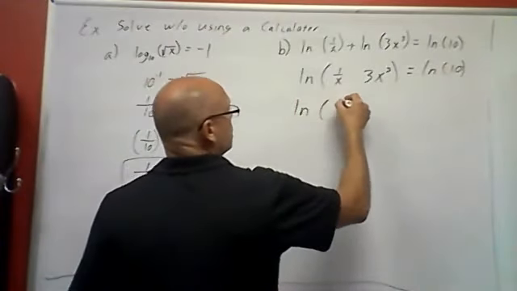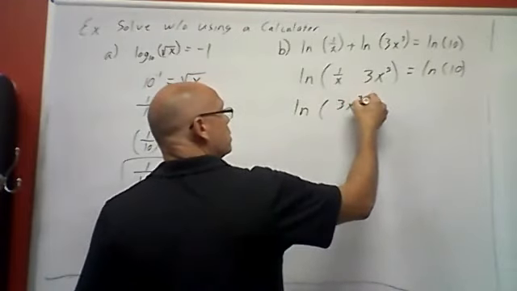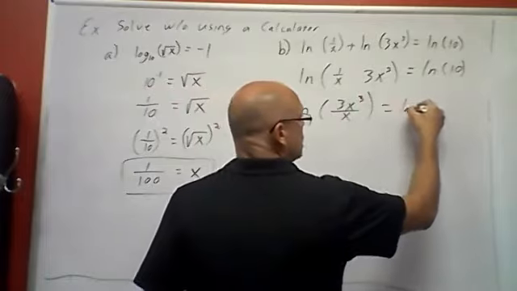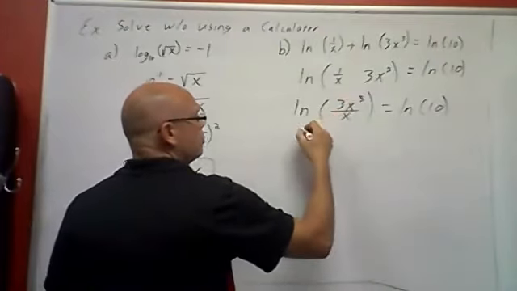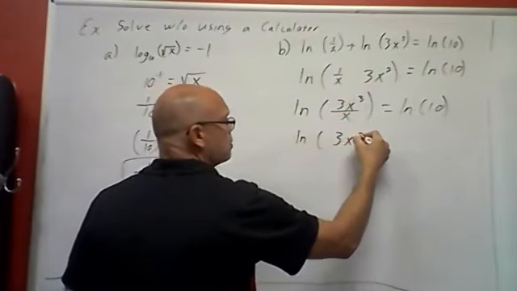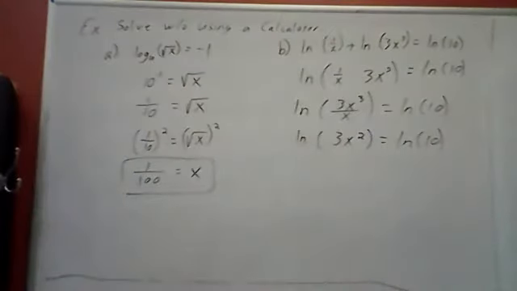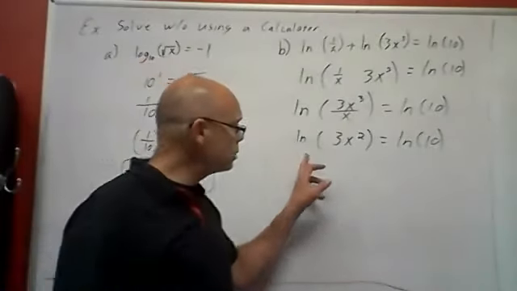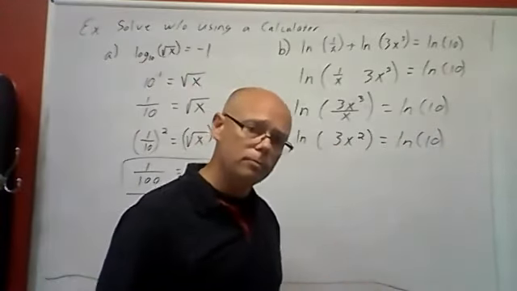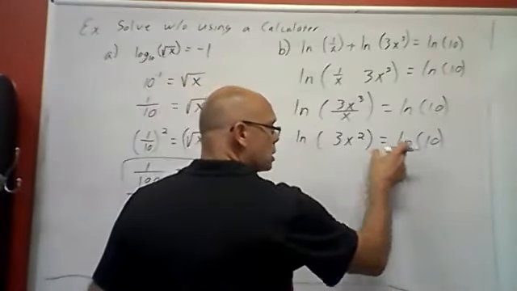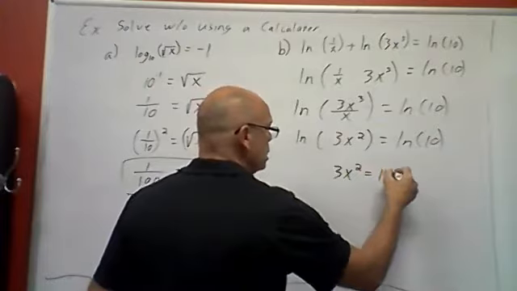So this will be the natural log of 3x squared. Let me just write it this way: 3x cubed over x is equal to the natural log of 10. What happens here? We get natural log of 3x squared is equal to the natural log of 10. Now, what happens if you have natural log is equal to natural log, with no plus or minus or anything here or there? Then you could drop these natural logs and just set the arguments equal to each other. So 3x squared is equal to 10.